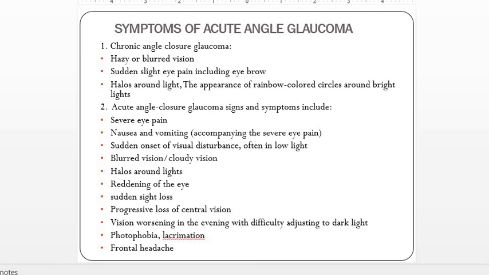Then the next is acute angle closure glaucoma signs and symptoms, which include severe eye pain, nausea, vomiting, sudden onset of visual disturbance, often in low light. Mark to be noted, that is often in low light, blurred vision or cloudy vision, halos around lights, reddening of the eyes. But the reddening of the eyes is different from other kinds of ocular diseases. Sudden sight loss, progressive loss of central vision, vision worsening in the evening with difficulty adjusting to dim light, photophobia, lacrimation, or frontal headache. So these are the symptoms of acute angle glaucoma, in chronic and acute.